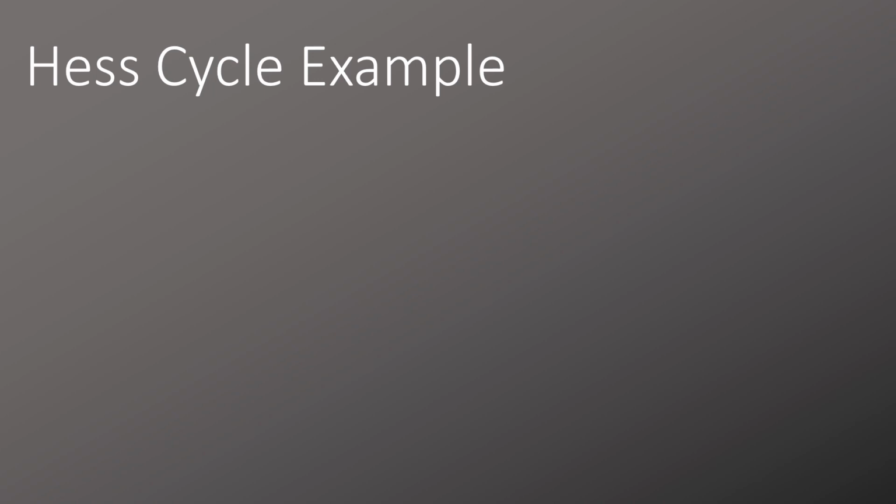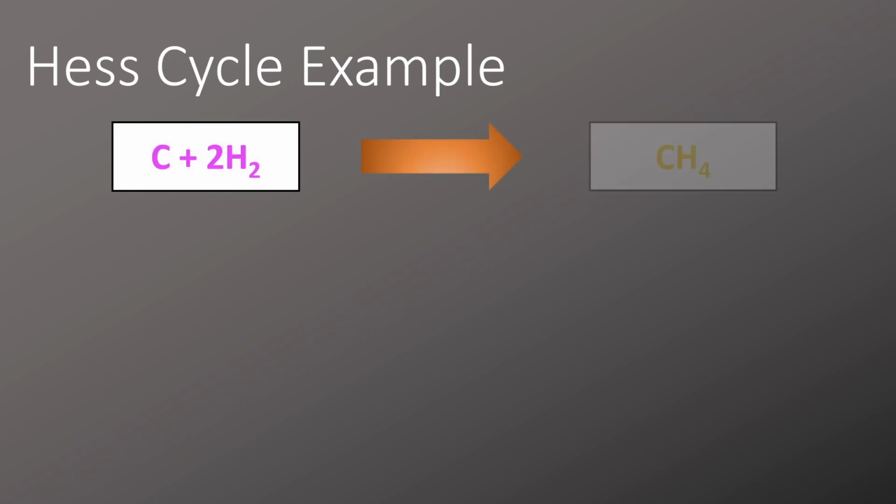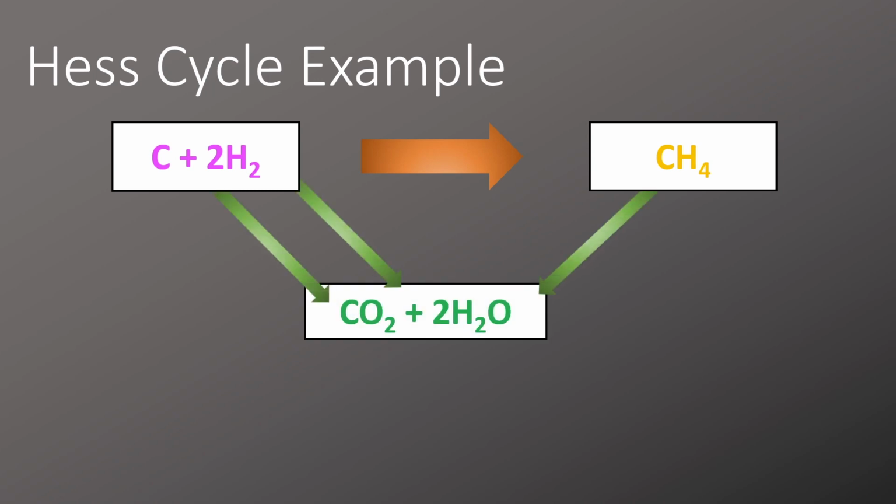So we'll take a look at a simple Hess cycle here where we've got carbon reacting with hydrogen to form methane. We'll draw the arrows down to the products of combustion. Remember, the arrows go down for combustion rather than up for formation. And then we'll add in the values from the question.